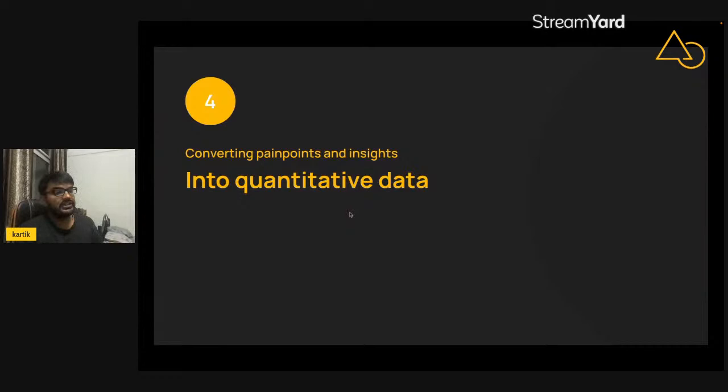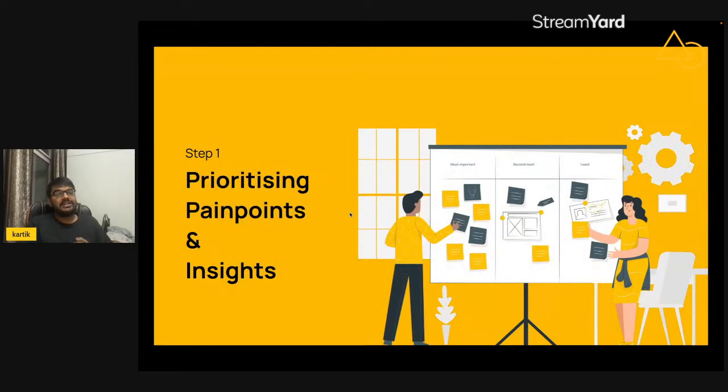Now comes the fourth and the second most important step, and perhaps the most important step to build the UX solution, which is that you have to convert your pain points and insights into quantitative data. One way I just told you: we transcribe all the interviews and we see patterns and hotspots. The second most important thing we do is prioritize them. Once you prioritize your pain point insights on these pattern spots, you already have a good amount of data which you can start brainstorming and ideating a solution on.